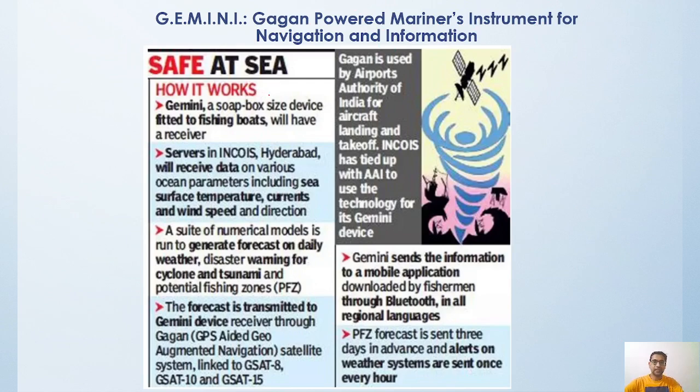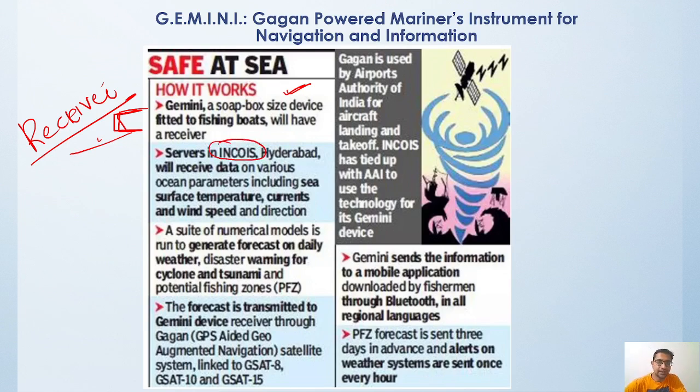Gemini is a soapbox sized device that is fitted in a fishing boat. It has a receiver which is fitted in the fishing boat. There are servers of INCOIS. They will receive the data from various ocean parameters, like surface temperature and wind speed. Then they will generate the forecast on daily weather, disaster warnings, and everything, including potential fishing zones. And this forecast is transmitted to the Gemini devices through Gagan, the GPS Aided Geo Augmented Navigation satellite.